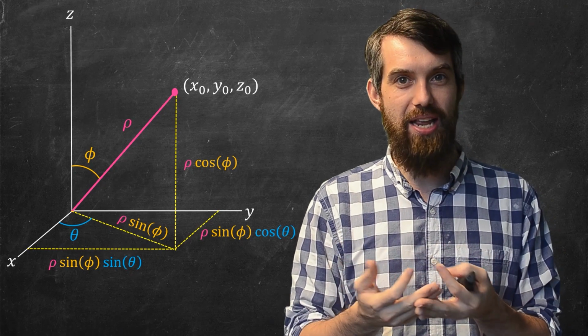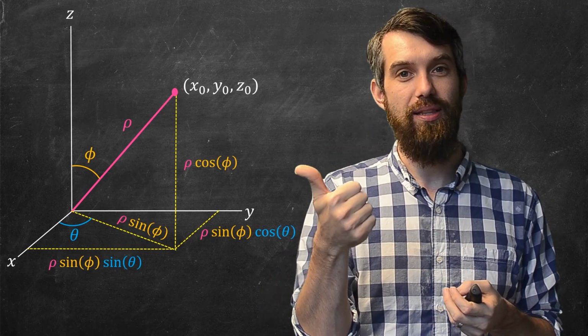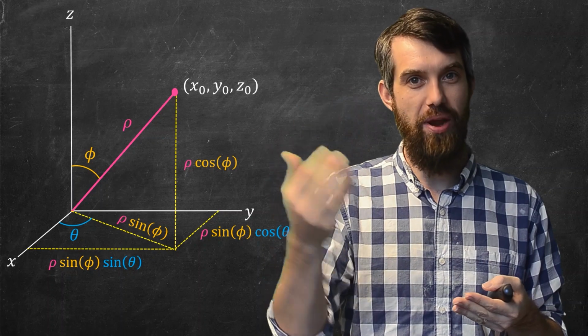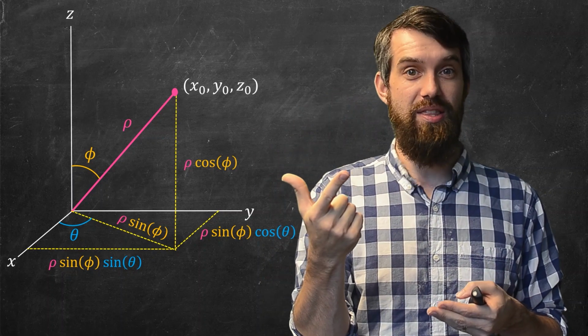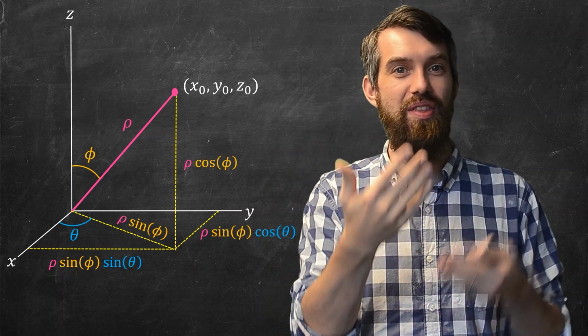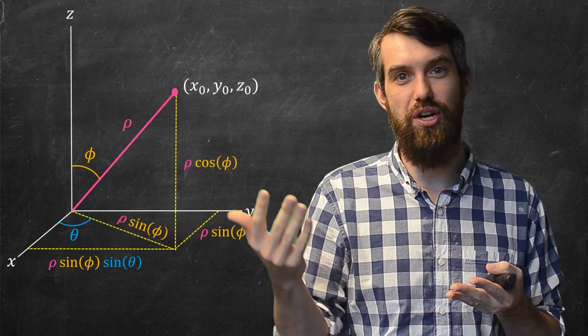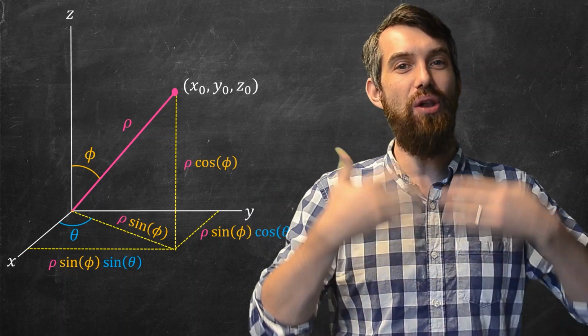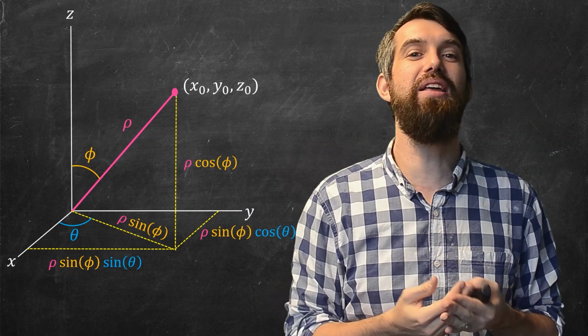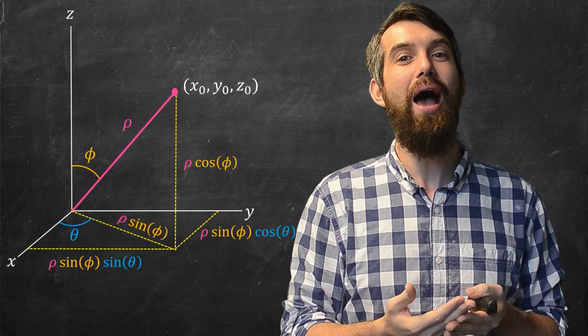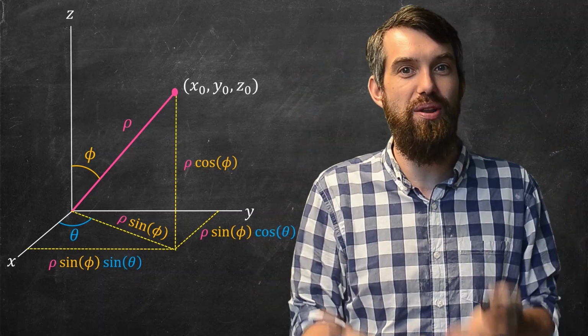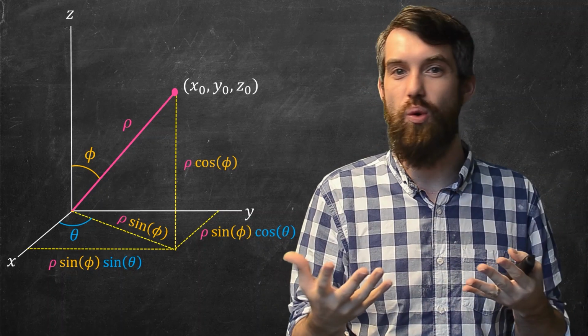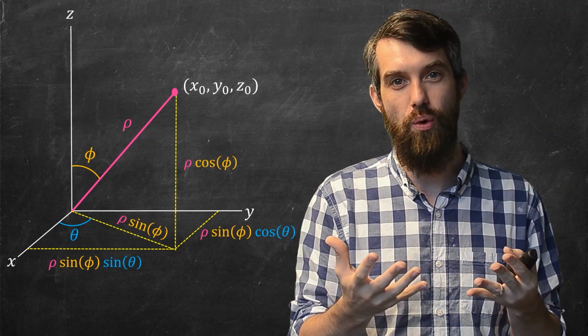in terms of a rho, the length from the origin out to the point, in terms of a phi, the angle between the z-axis and this line from the origin out to the point, and an angle of theta, which is just like the polar angle theta, but you have to take the projection down onto the xy plane, and then theta plays a role similar to how it was defined for polar coordinates.